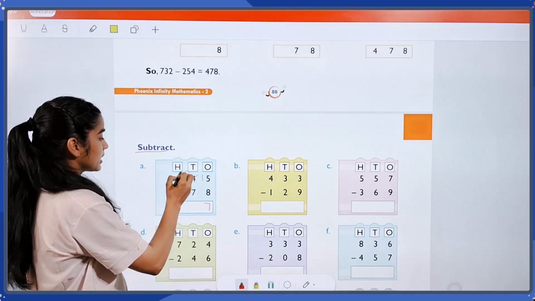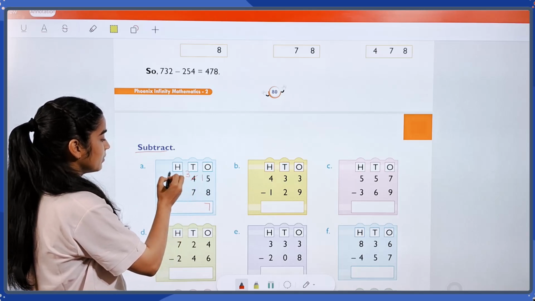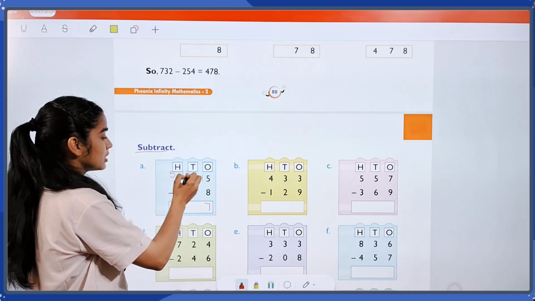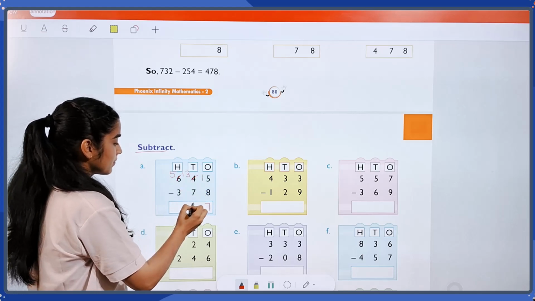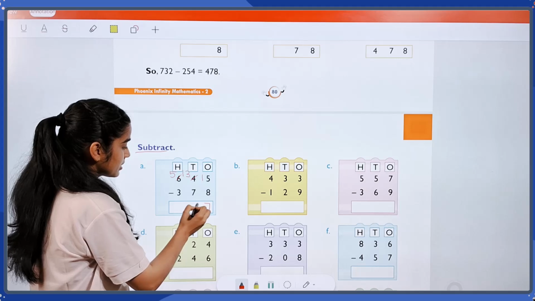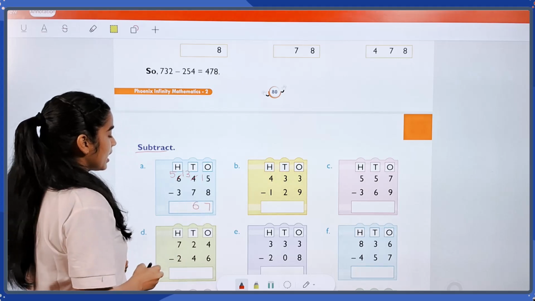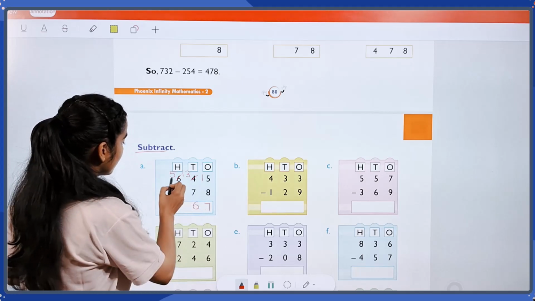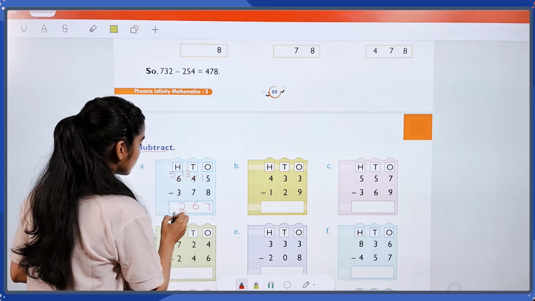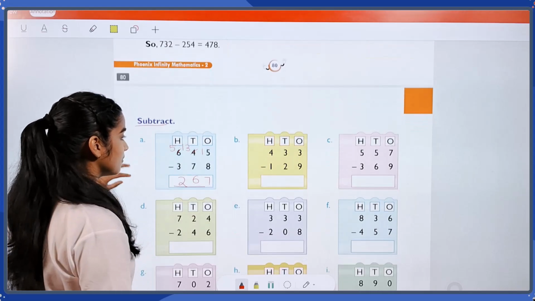So we have to take a carry again. 13 will be converted to 5. So 13 minus 7 is 6. And now we have 5 minus 3, which is 2. So 267 is your final answer.